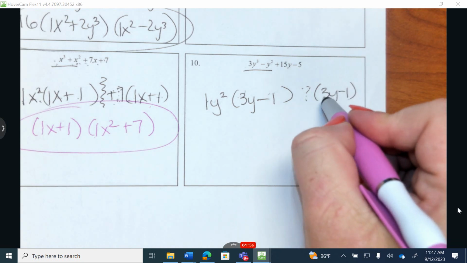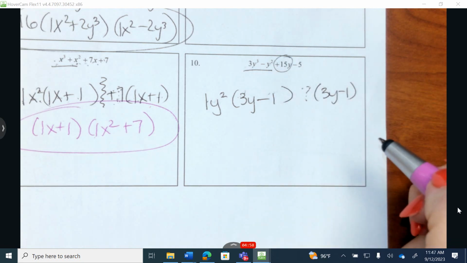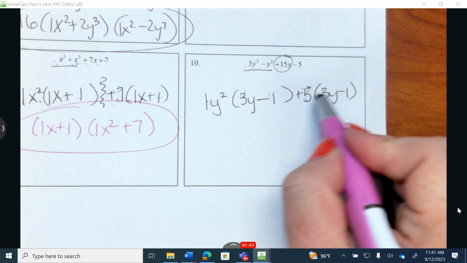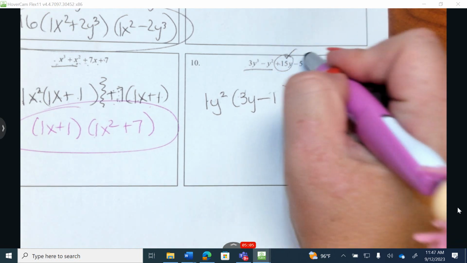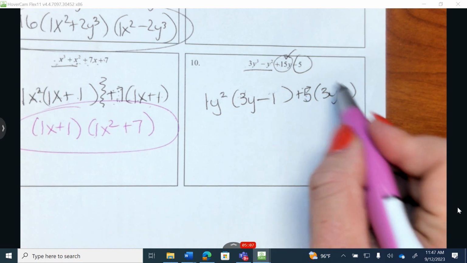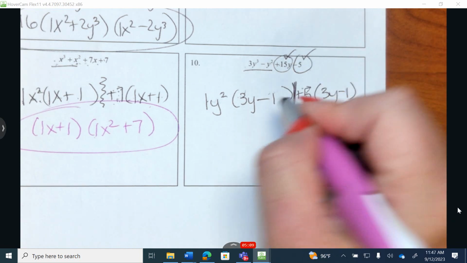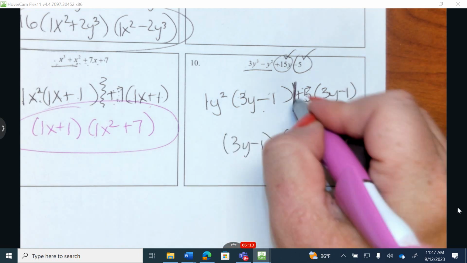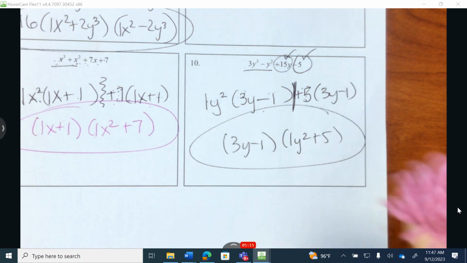What times 3 produces positive 15? Positive 5. Okay, positive 15y, got it. Negative 5, got it. They both have a 3y minus 1. In front of the first is 1y squared. In front of the second is a positive 5. And we're done.